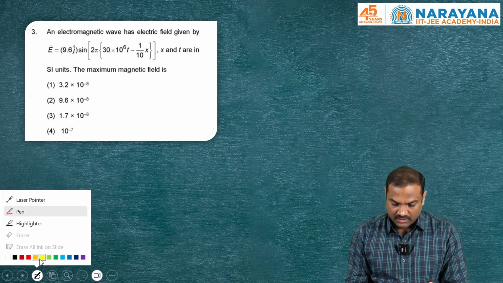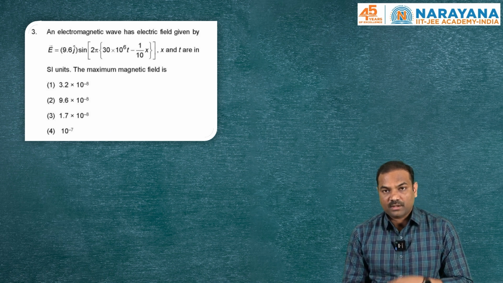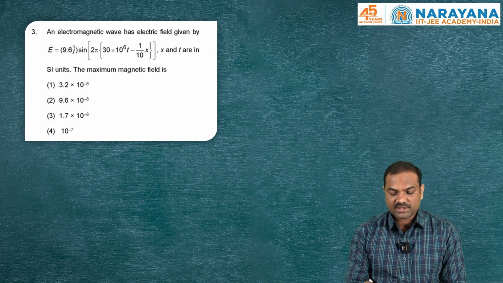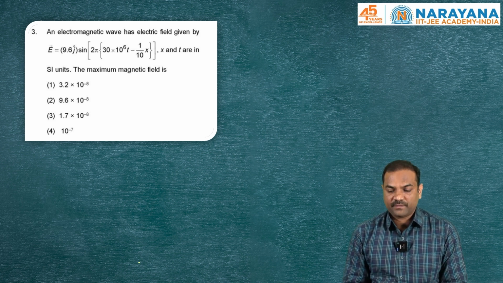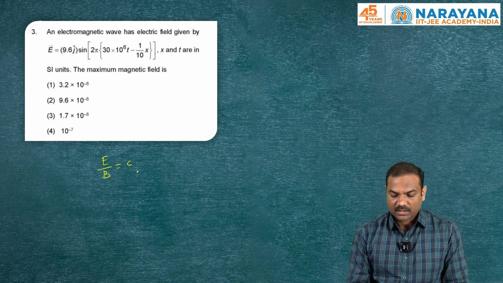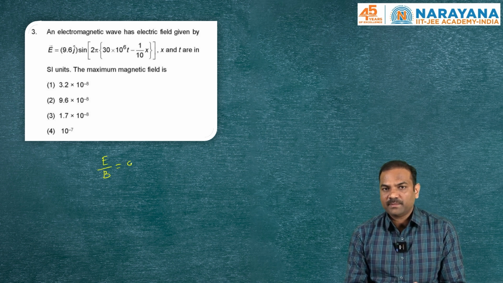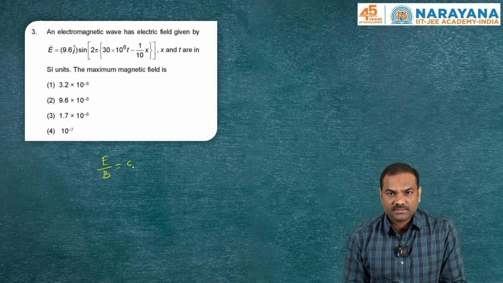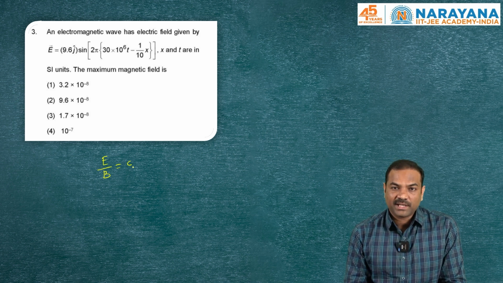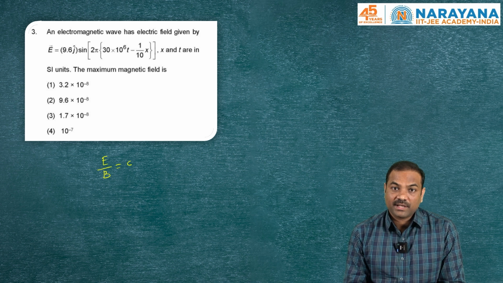So now we need to check what is the maximum magnetic field value. Already we have the maximum electric field value, which is 9.6. We know that in electromagnetic waves one relation is valid: E by B is equal to the speed, which I am writing simply as C. This is for a vacuum. If it is in a medium, you can write E by B is equal to V. But the student should be very careful while dealing with the equation. Not every time is it C. You need to check what the speed is from the given equation.